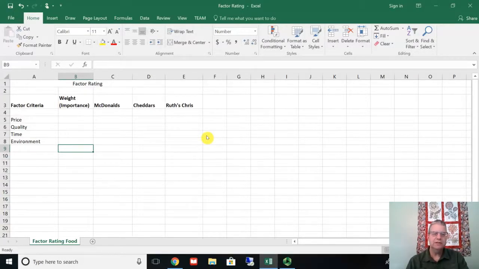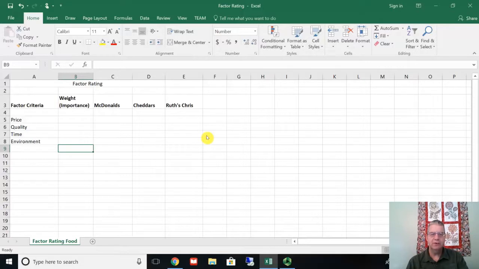Factor rating is used anytime we've got a decision to make, and the decision is we're trying to buy some good or buy a service from someone. In a supply chain environment that's really common. I need something, either a good or service, and I need to find someone who can provide that good or service, and I need to make a decision between different options.